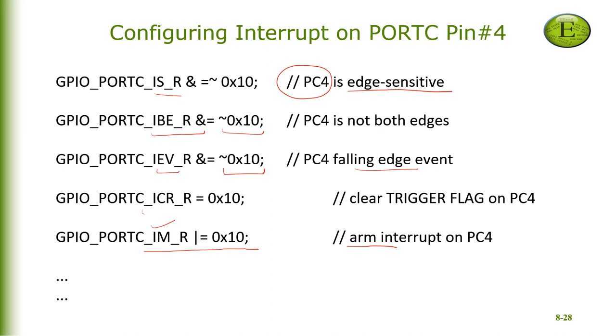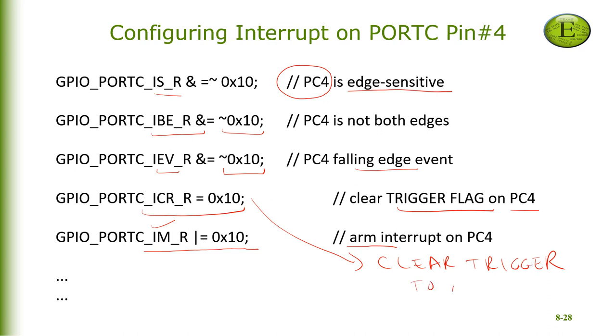And then to start with, we're going to clear the trigger flag on PC4, and remember, we're going to clear it again in the ISR. So we clear the trigger over here in the very beginning to be on the safe side, and we're going to clear it again in the ISR of port C. And this one has already been discussed, so the ARM bit has been set equal to 1.